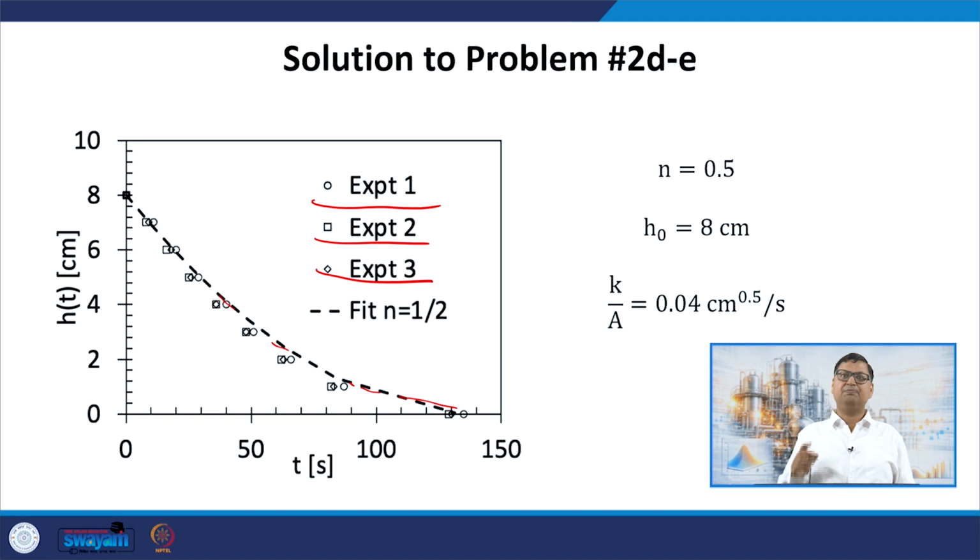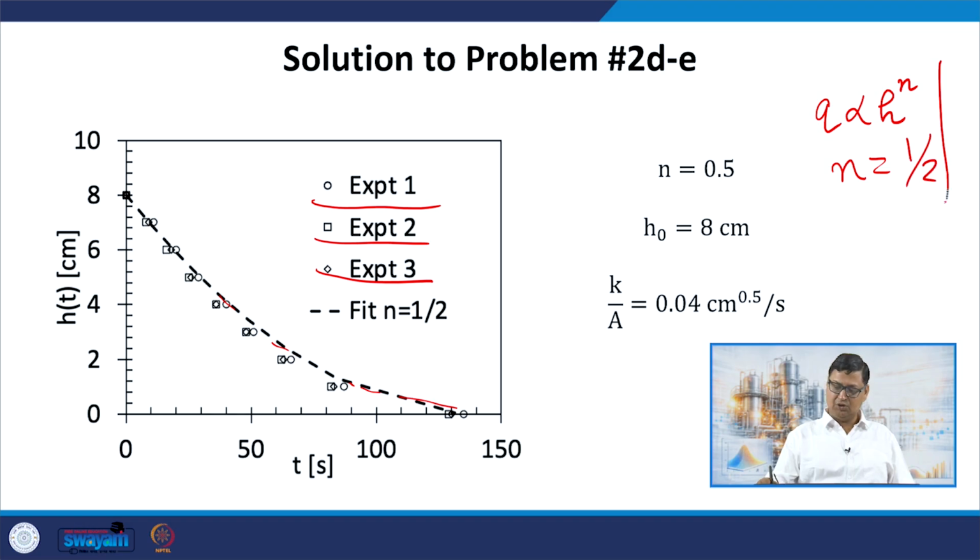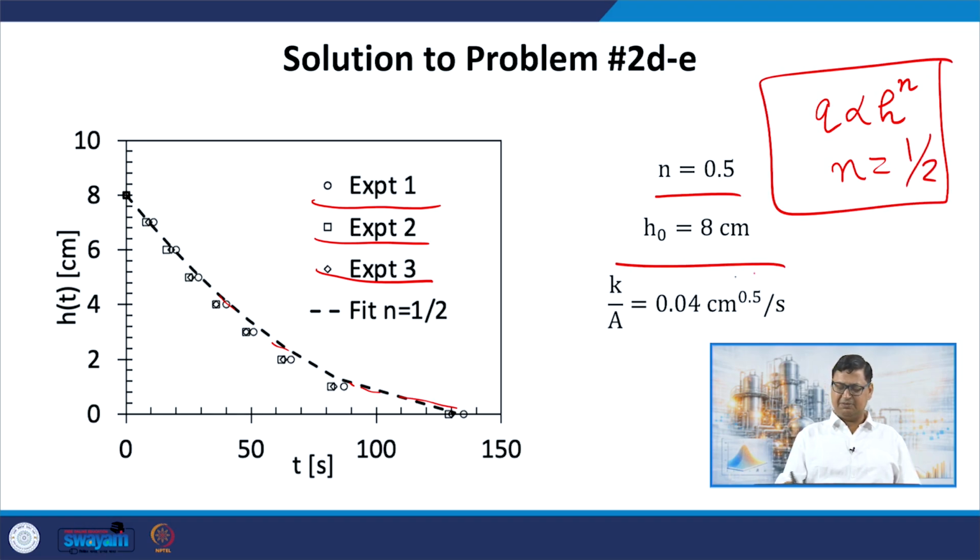So purely empirically, we obtain that the last equation we derived, where we assume that the q is proportional to h to the power n, works best in this case, and we will get a value of n equal to 1 by 2 purely by empirical means, and these are the parameters. You can try out the experiment yourself and see what you get. By the way, this should be A naught in the description we had.